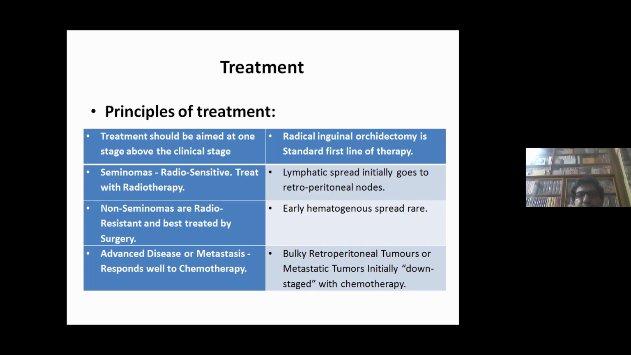First of all, you should go for radical inguinal orchiectomy for the first-line therapy. Lymphatic spread initially goes to retroperitoneal nodes. Early hematogenous spread is rare. Bulky retroperitoneal tumors or metastatic tumors initially downstage with chemotherapy.